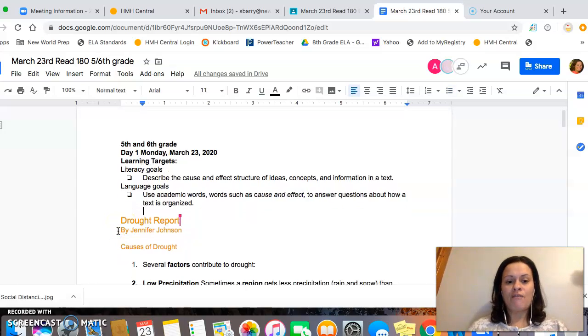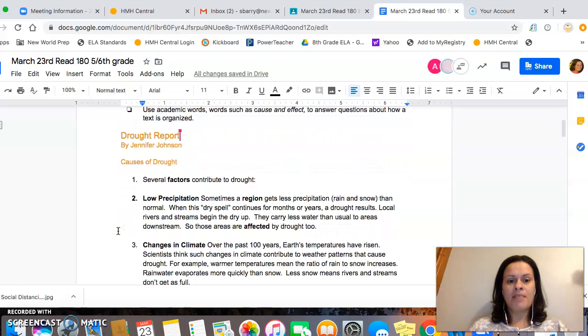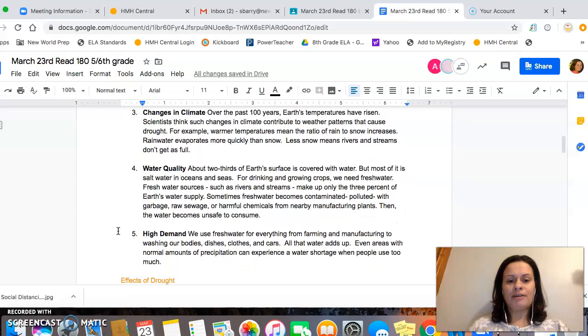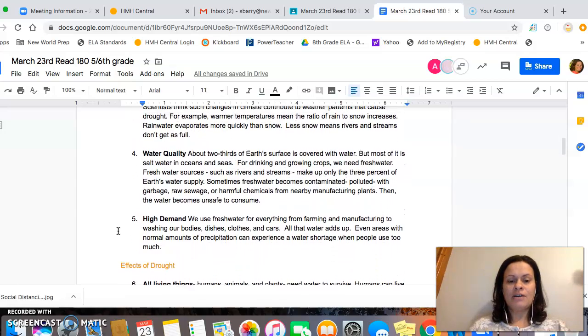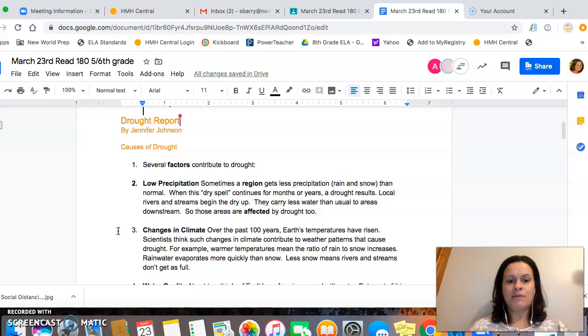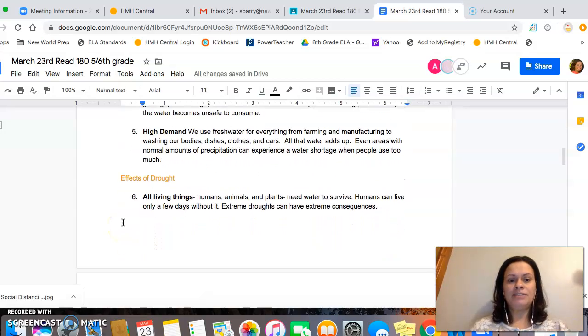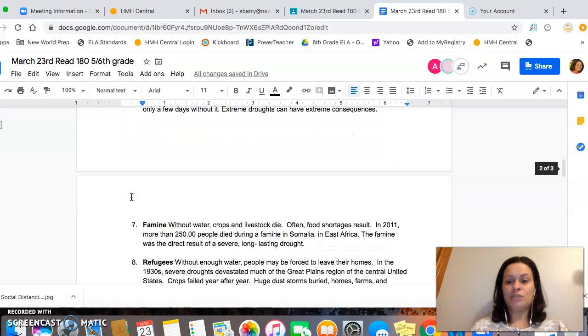So here is the drought report. I typed up the lesson. We read this story twice in class. Okay, so here's the page about causes of droughts. Here's the page about effects of droughts. These numbers correlate to which paragraph?